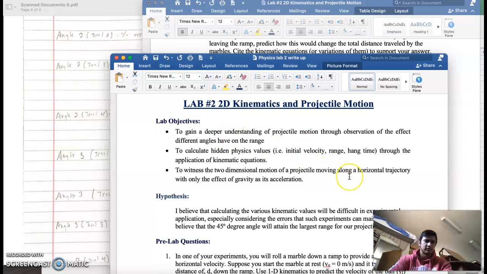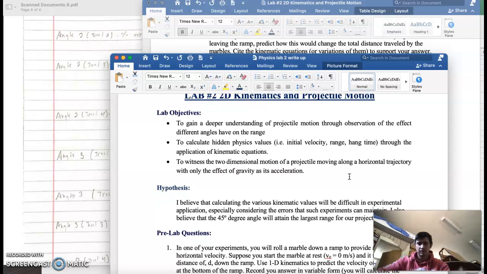So first, lab objectives: to gain a deep understanding of projectile motion through observation of the effects different angles have on the range; calculate hidden physics values, initial velocity, range, and hang time through the application of kinematic equations; and to witness the two-dimensional motion of a projectile moving along a horizontal trajectory with only the effect of gravity as its acceleration. So those are objectives that I created.